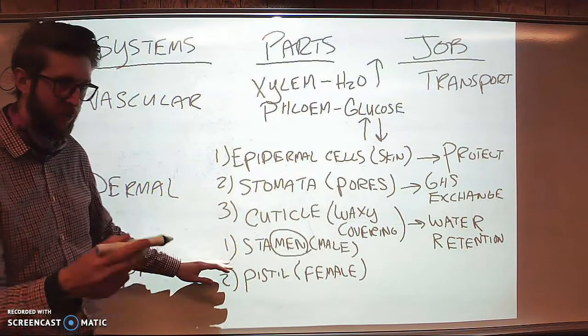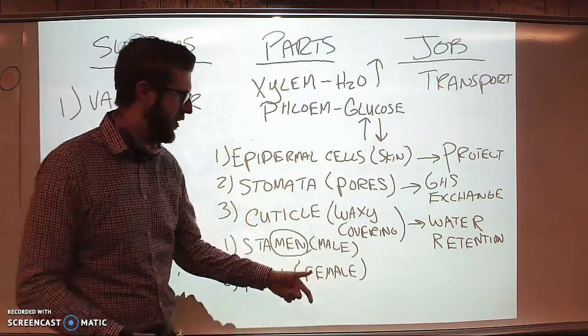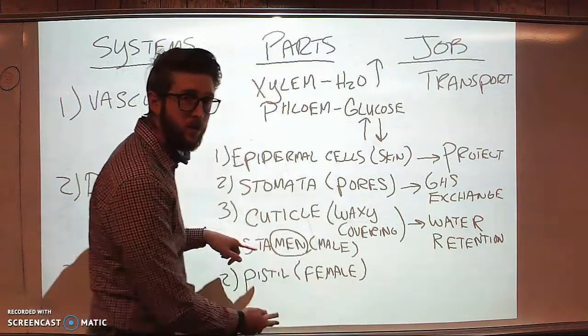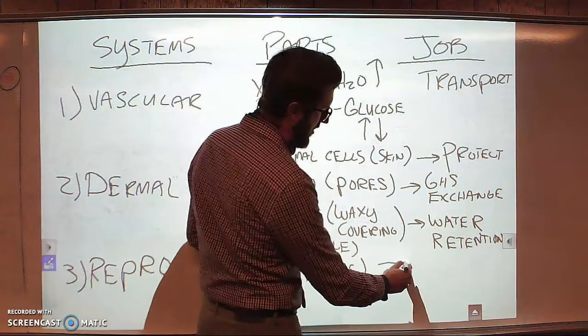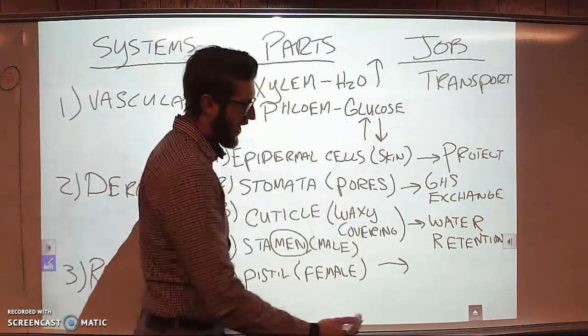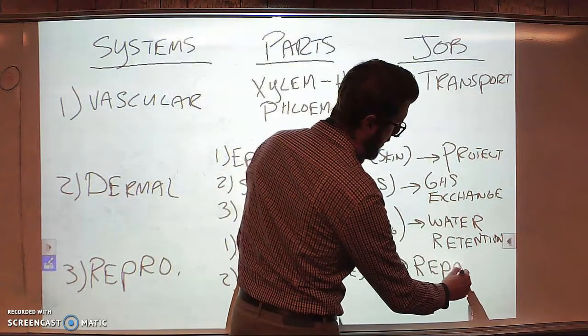The reproductive organs of the flower. So stamen is the male part, pistil is the female part. We're going to go over those two specifically in more detail in a second. And the job of that is obviously reproduction, right? To make babies.